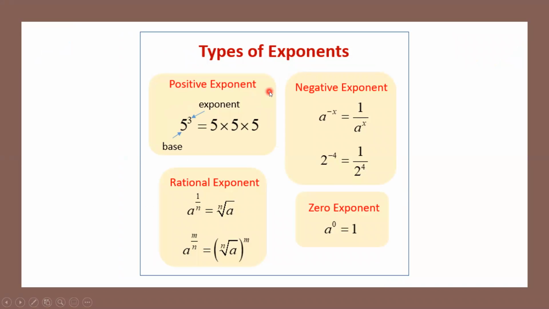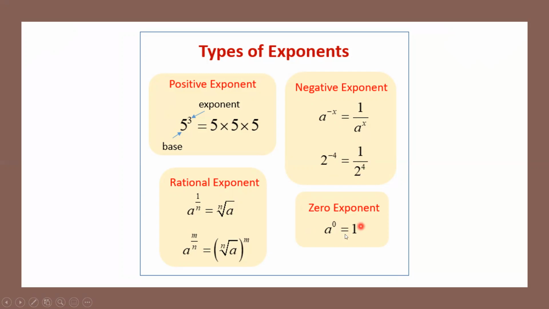There are a few other types of exponents. We said this again: 5 to the power of 3, this is the base, this is the exponent. Here the exponent tells me how many times I multiply the base. The exponent is 3, so that means 3 times I'm going to multiply the base, 5. 5 times 5 is 25, times 5 is 125. This is the negative exponent we did just now: a to the power of negative x equals 1 over a to the power of positive x. On a real number, 2 to the power of negative 4 equals 1 over 2 to the power of positive 4.